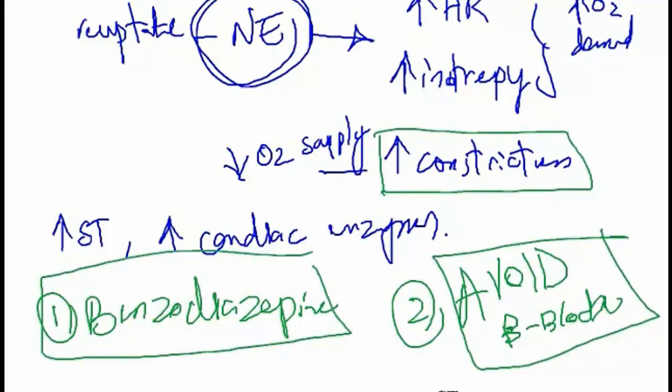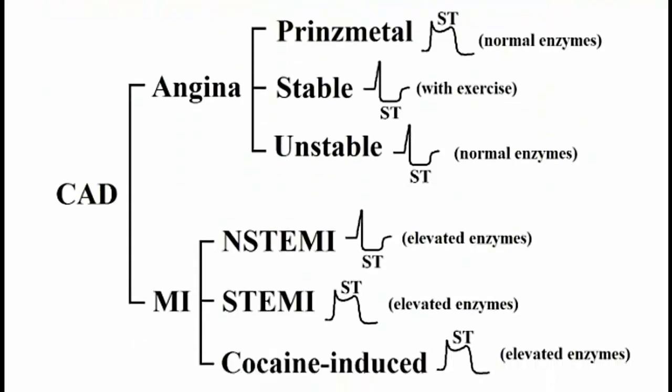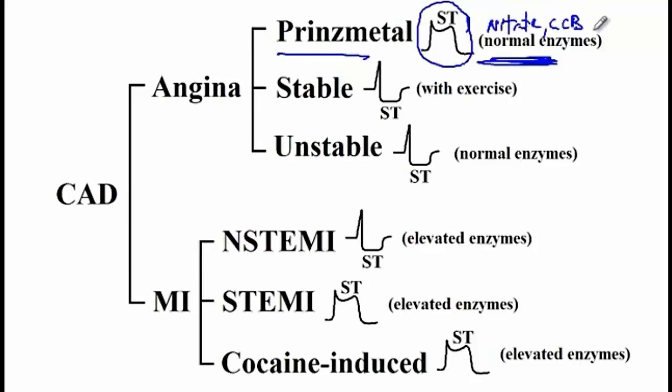benzodiazepines. So just to summarize all the findings, we have different forms of angina and myocardial infarction. In patients with Prinzmetal angina, there is a vasospasm of coronary arteries. It's a short vasospasm, and thus they present with an ST segment elevation, but since the duration is so short, the levels of enzymes, troponins and creatine kinase remain normal. And these patients can be treated with the nitrates, calcium channel blockers, as well as the smoking cessation.